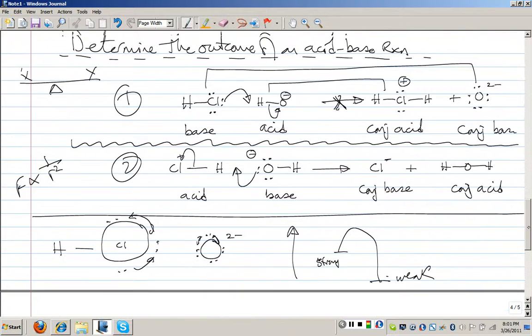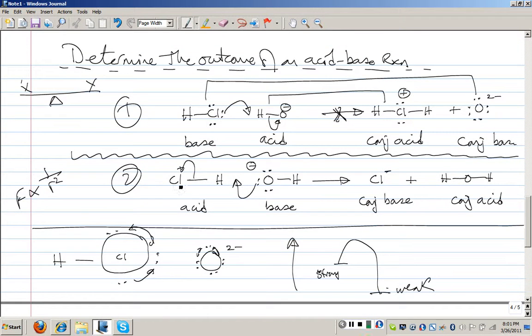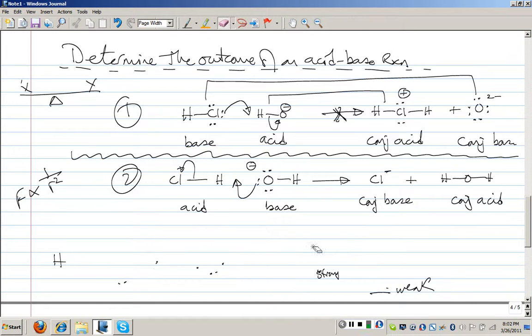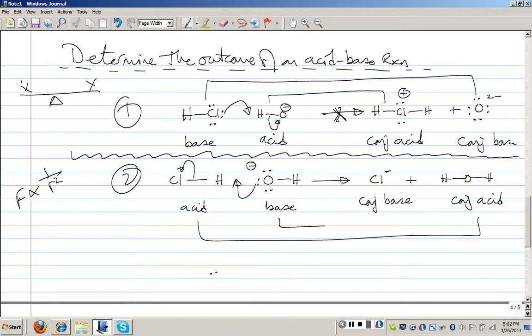So does the second reaction go? Does HCl react with hydroxide to give Cl minus and water? Well, how do I answer that? I answer it by asking another question. Which species, HCl or water, is the stronger acid? I compare acid to acid. Which species, hydroxide or chloride, is the stronger base?